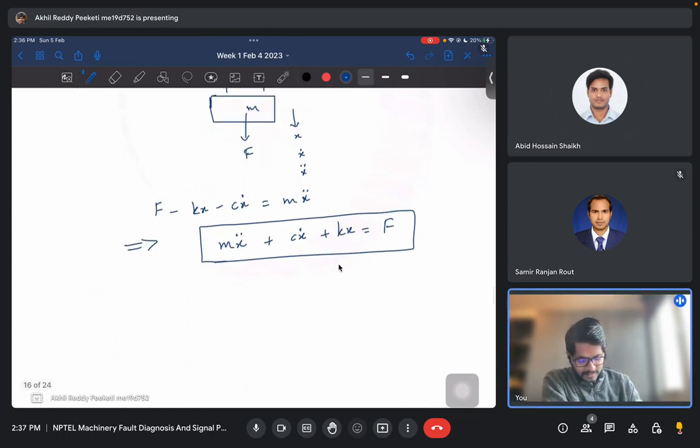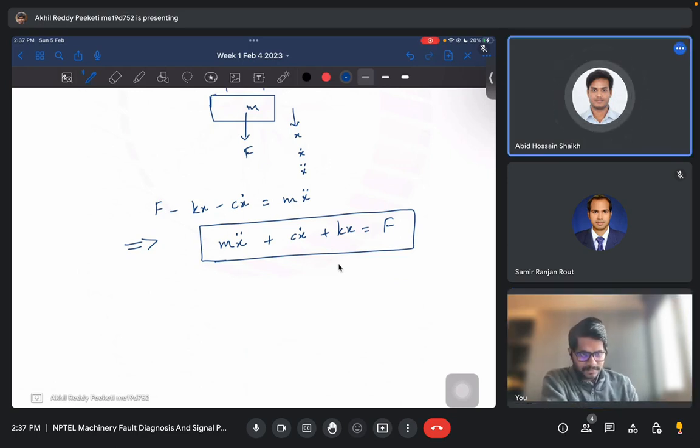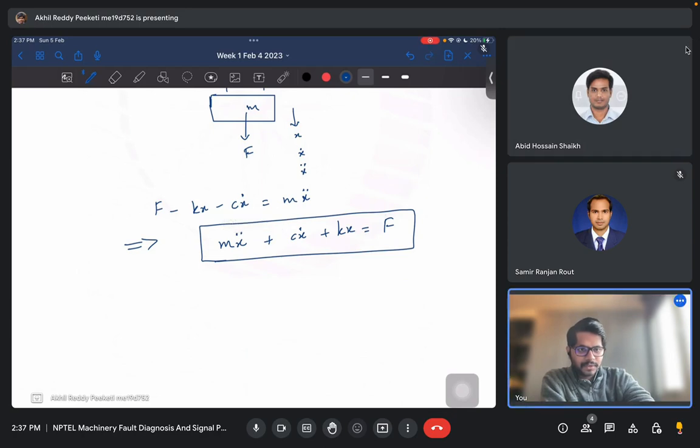Now for the simple cases when there is no external force F, Abid, can you mute? Can you mute?